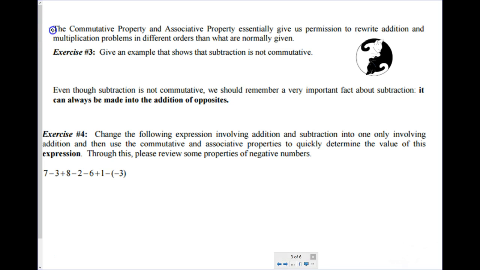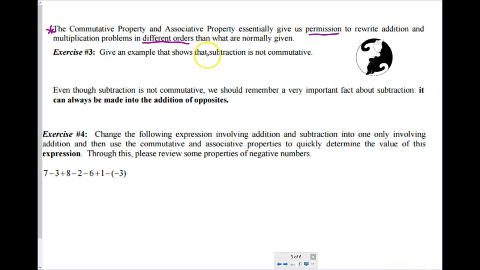The commutative property and the associative property essentially give us permission to rewrite addition and multiplication problems in different orders than what we're normally given. It gives us some freedom to move numbers around to make it easier for us to do the math. Let's take a look at exercise 3.